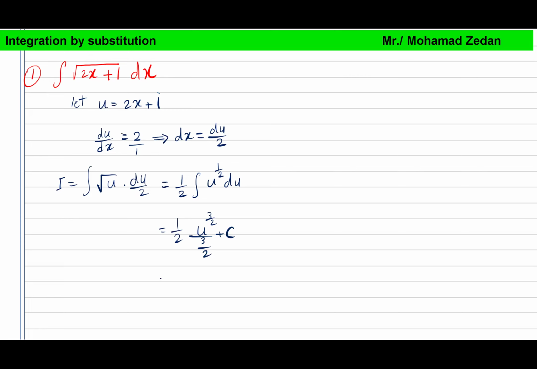So the answer is just multiplied by 2 here, multiplied by 2 here. Get rid of this one. So divide by 2, 1 divided by 2 is 1. So it's 1/3 u power 3 halves plus c. The u is originally 2x plus 1. Substitute back: 2x plus 1 power 3 halves plus c. This is the answer.